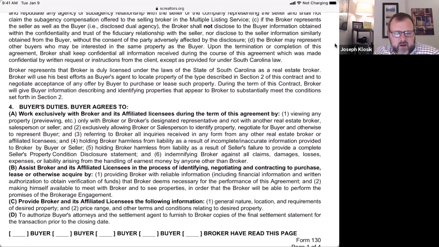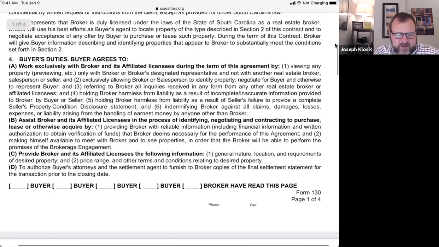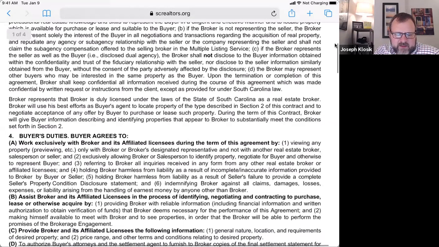Buyer's duties. Oh, wait, sorry. I definitely skipped to the next one. The last paragraph under section 3 is a simple disclosure that I'm licensed. It says that you're licensed as an agent in South Carolina.